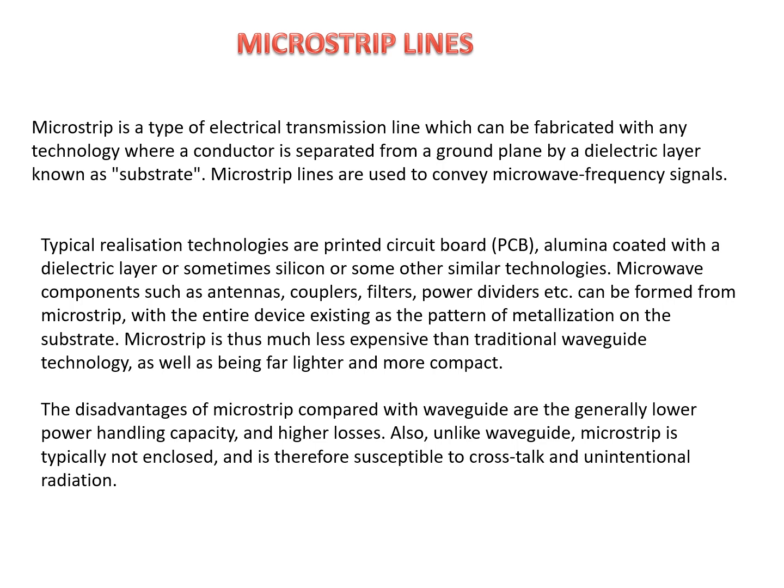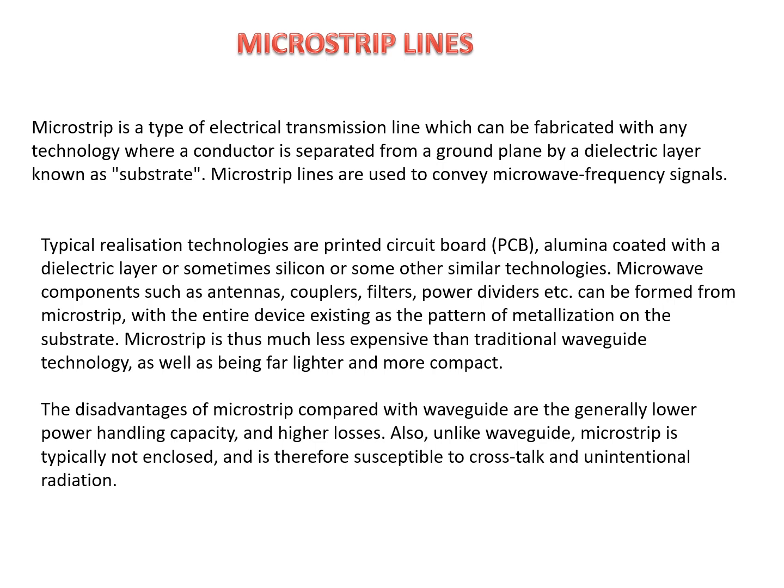So now let's see what microstrip lines are. Microstrip is a type of electrical transmission line which can be fabricated with any technology where a conductor is separated from a ground plane by a dielectric layer known as substrate. Microstrip lines are used to convey microwave frequency signals.